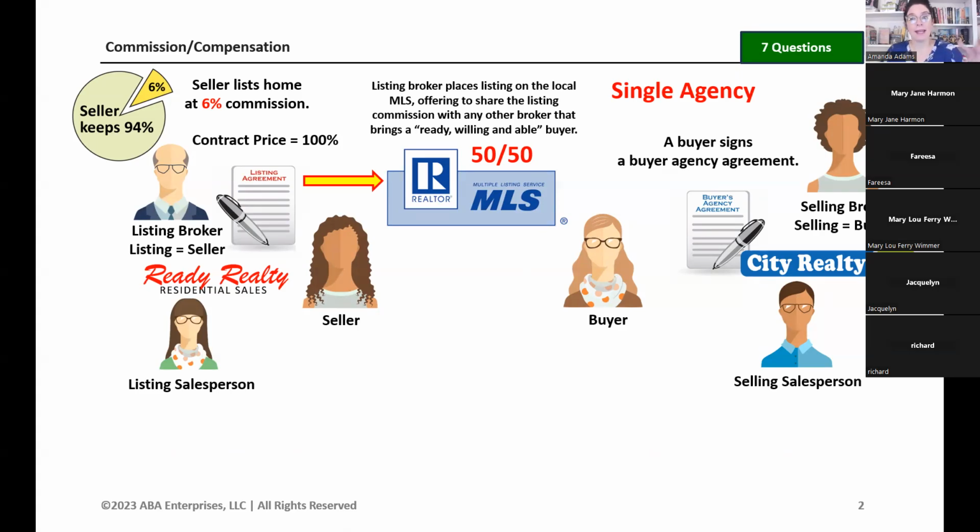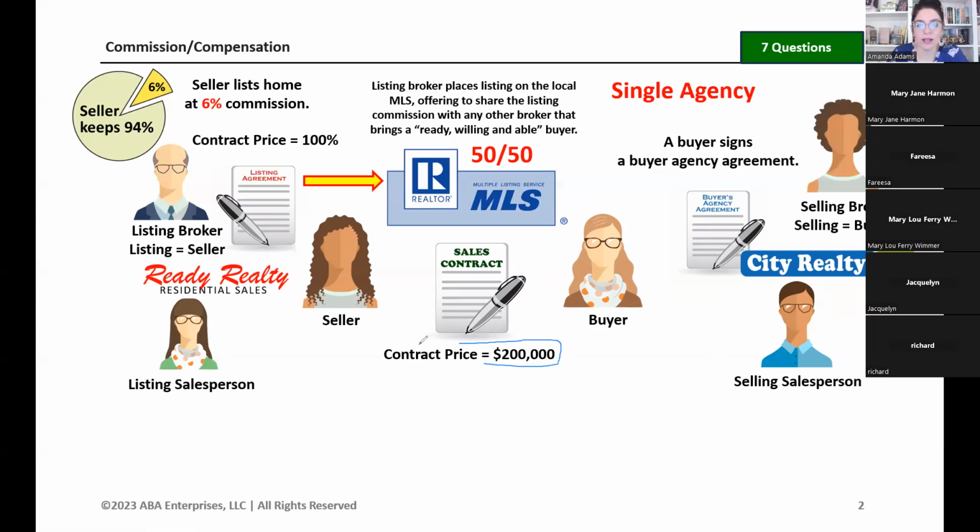Okay, good deal. All right, so let's say Betty buyer liked what she saw, came and saw the house, really liked it, made an offer. They did a counter offer. We did some negotiations. We finally had a meeting of the minds, our mutual agreement. We got on the same page. And we signed a sales contract. Yay! So now let's do the commission math. So let's say the contract price was $200,000.